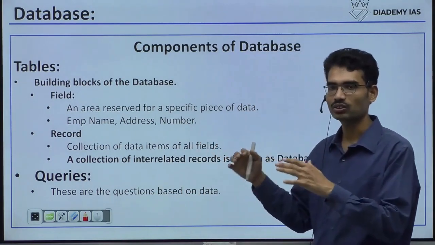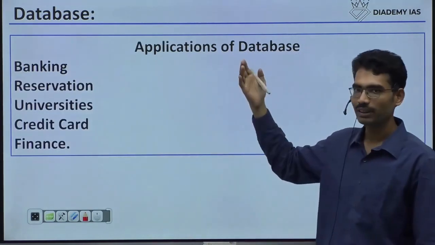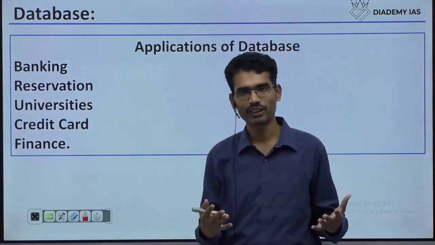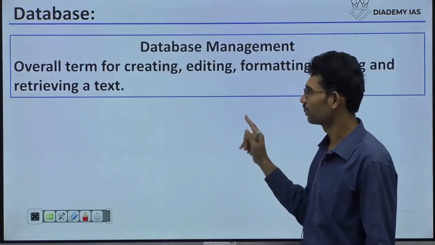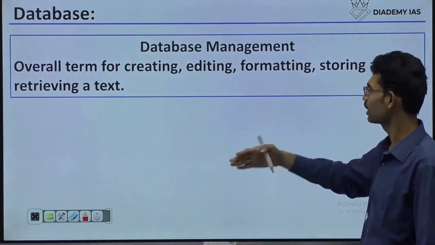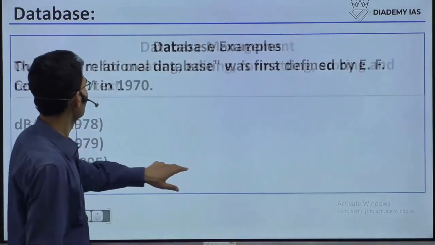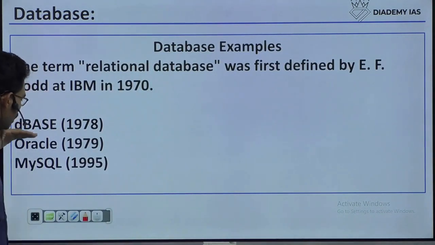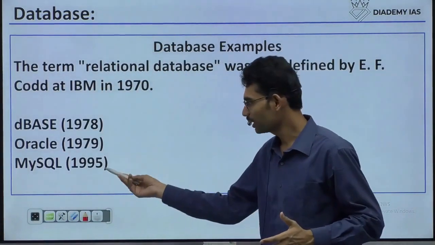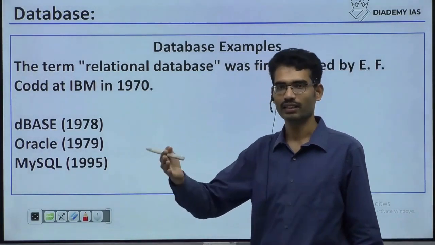Of course, everything has to be written in a systematic set of records, in computer language. When it comes to database applications: banking, reservation, universities, credit card, finance, multiple. Without a database, nowadays, no application will run. Database management is the overall term for creating these tables, editing, formatting, storing and retrieving the data. All these operations are called database management. Examples are dBase, Oracle, MySQL, so many database applications. These applications are utilized by different organizations and different people to organize their respective data.